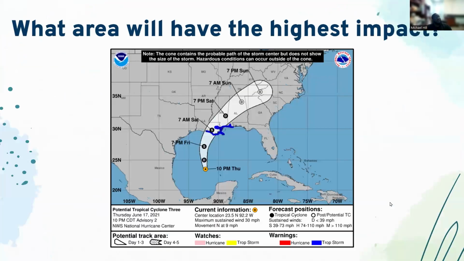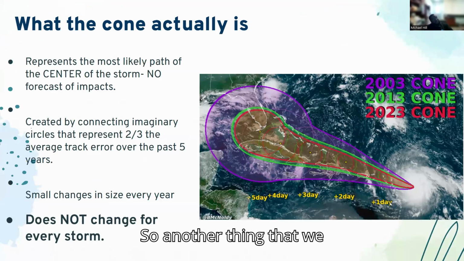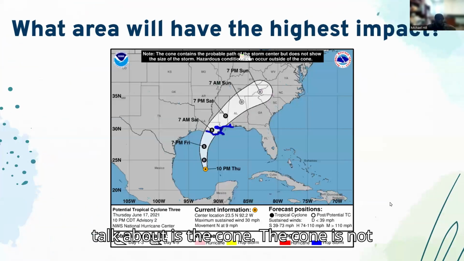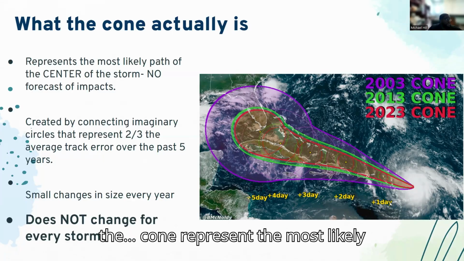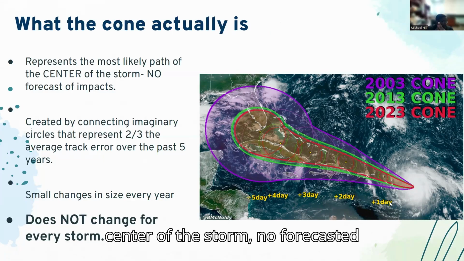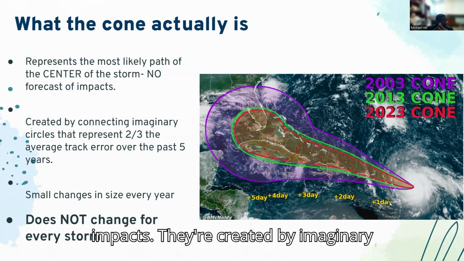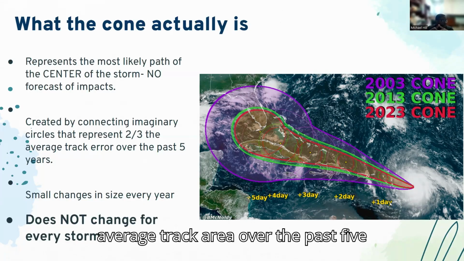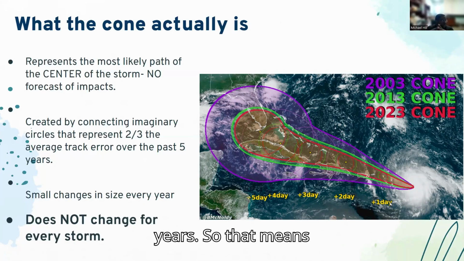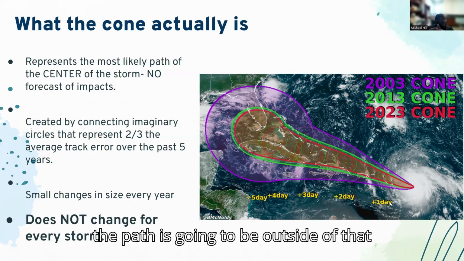Okay, so another thing that we talk about is the cone. The cone is not an impact cone. It is a cone of just the track. Okay. The track of the cone represents the most likely center of the storm. No forecasted impacts. They're created by imaginary circles that represent 2/3 of the average track area over the past 5 years. So that means that 2/3 of the time the path is going to be outside of that cone.